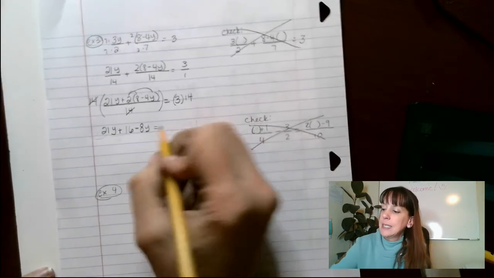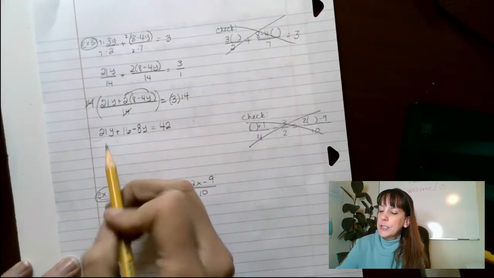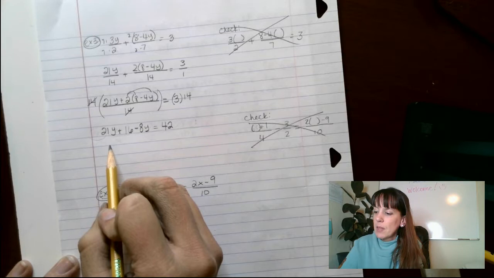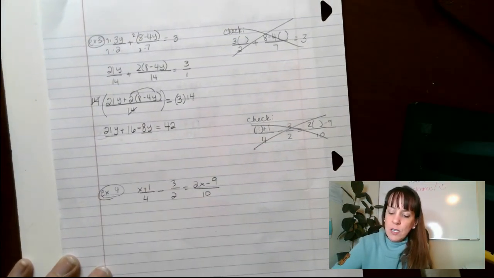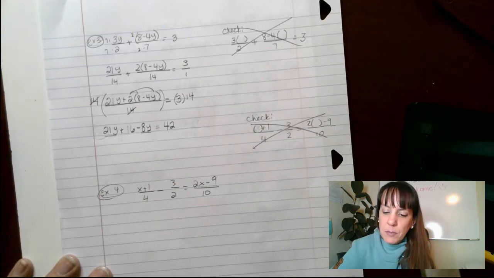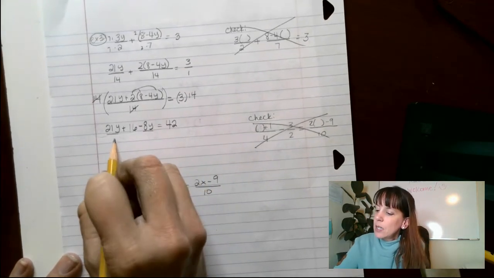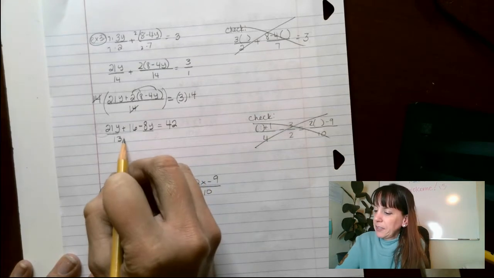42. Excellent. So what we have now is, let's combine this and this. So 21, it's really late when I'm recording this, so I'm going to, okay, 13. I'm going to do the math with the calculator.